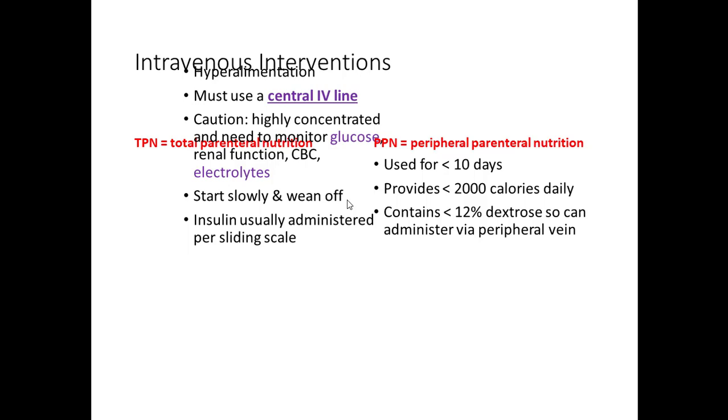TPN is very highly concentrated, and the glucose really needs to be monitored on these people. Generally, it's taken about every 6 hours, I believe. Just kind of depends on what the policy of the facility is, but it's watched very, very closely. TPN is also hard on the kidneys and the liver. CBCs will be done, electrolytes will be done, just to make sure that they're getting all the supplements and everything is working just right.